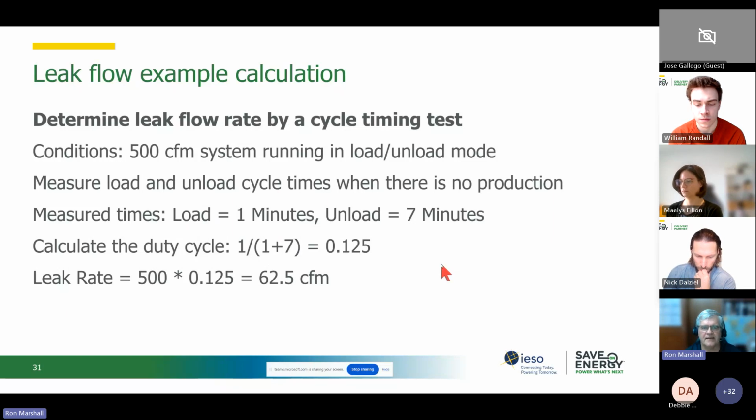Now, I personally don't like going to a plant on the weekend and doing this test because I'd rather be playing golf, right, on the weekend, not in a dirty old industrial plant. So I would rather put my data loggers on and do this test later, right? Because you can pick all this stuff off at data logging, right?